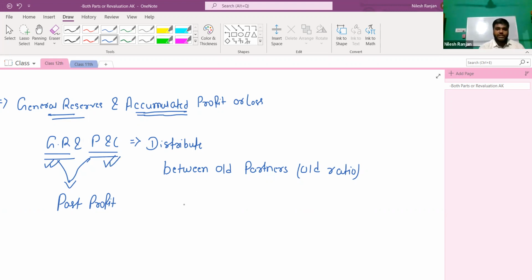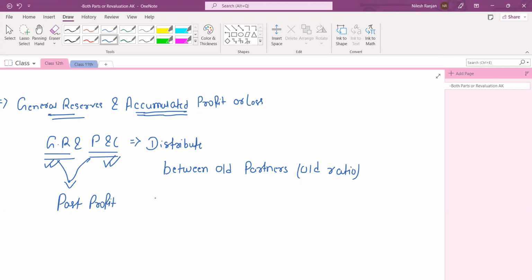So there are also two cases, same as the revaluation account. Sometimes the question asks us to distribute the profit or loss, and if they don't say it, we will also distribute it.